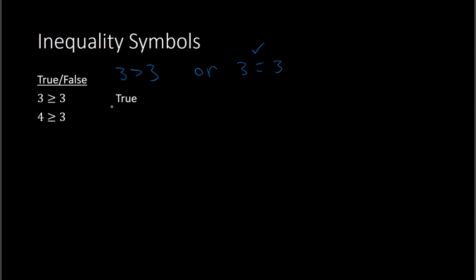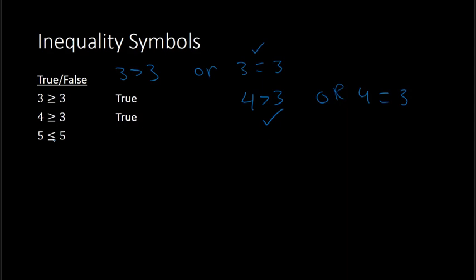Next we have 4 is greater than or equal to 3. So this literally means 4 is greater than 3 or 4 is equal to 3. Well, 4 is not equal to 3, but 4 is greater than 3. So that part is true, which makes the whole statement true. So my answer is true.